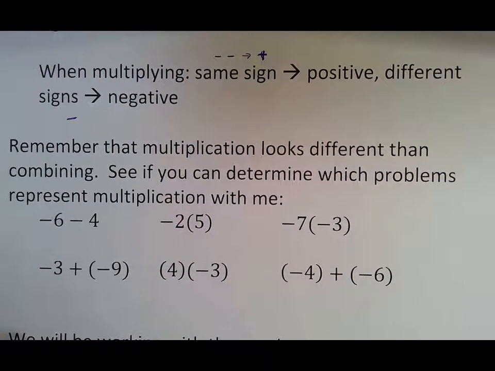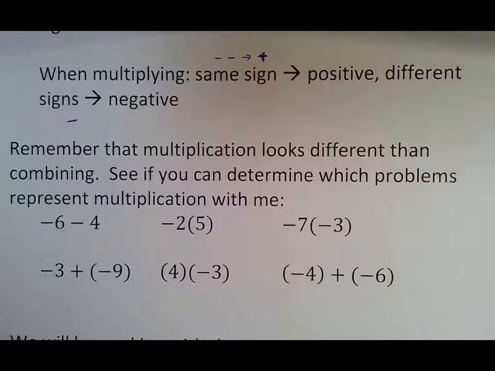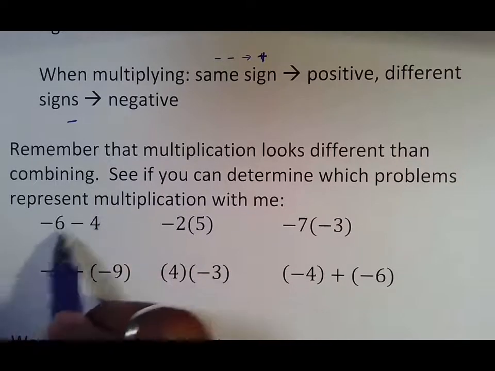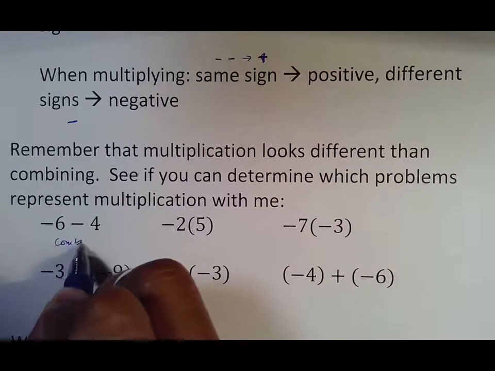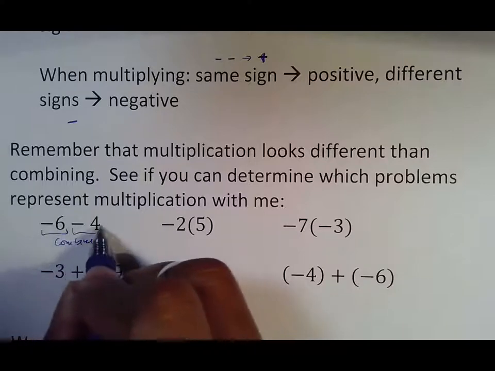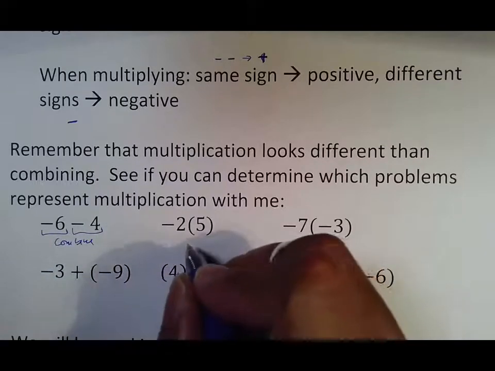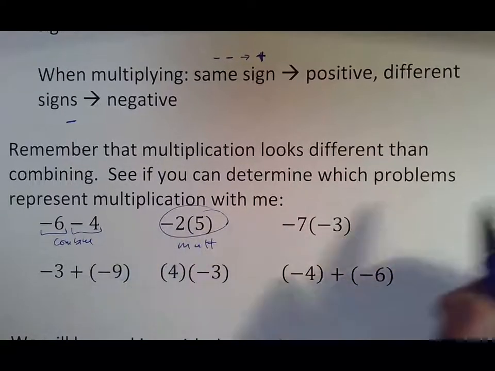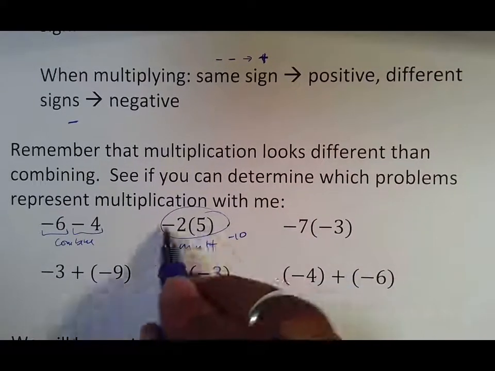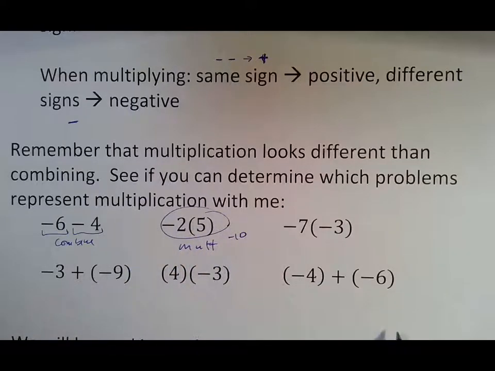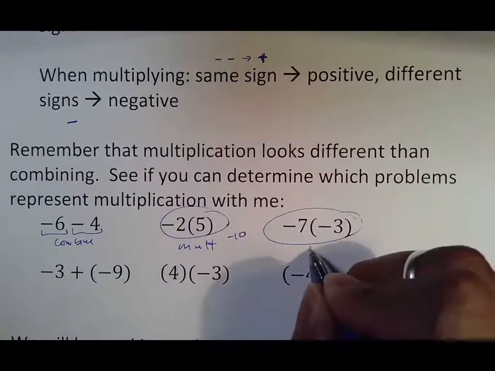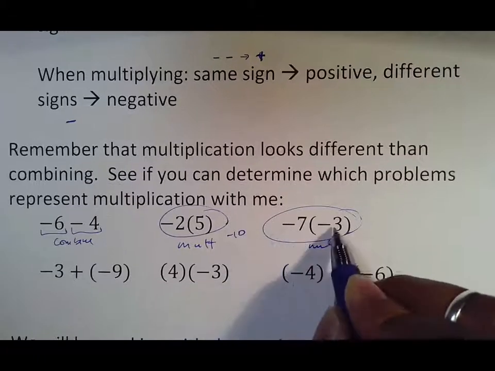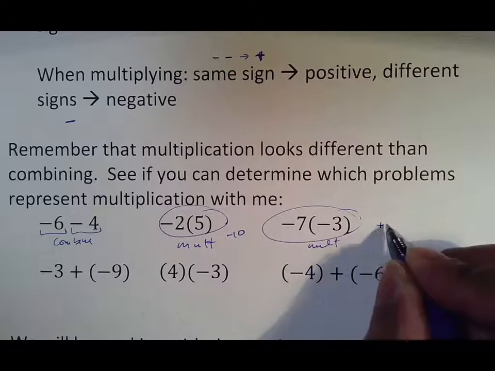Also remember that multiplication looks different than combining, so make sure you can determine which ones represent multiplication, which ones don't represent multiplication. For example, this is not multiplication, this is combining. And this one we're talking about a -6 combined with a -4. This is multiplication, so this would actually be -2 times 5, which we know to be -10, because 2 times 5 is 10. There's 1 negative, so it's negative. This is multiplication, so again, you're talking about -7 times -3, which is a positive 21.